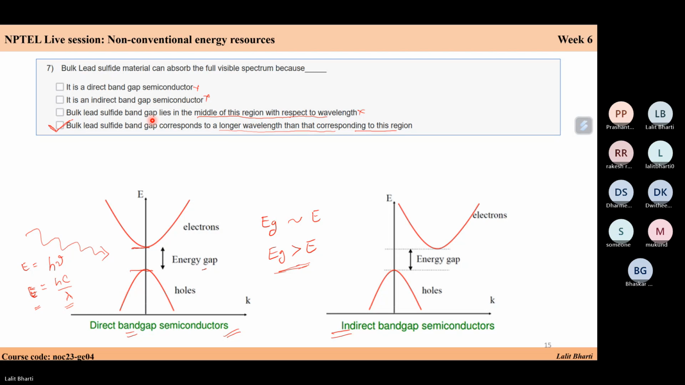Third is: the bulk lead sulfide band gap lies in the middle of the region with respect to wavelength. And the first statement is: the bulk lead sulfide band gap corresponds to a lower wavelength than that corresponding to the region.